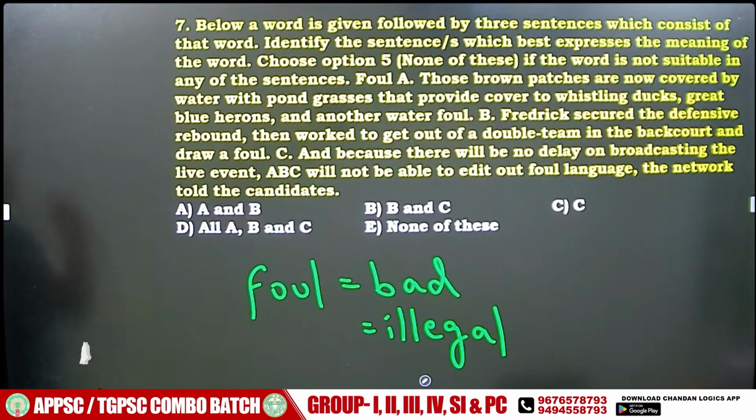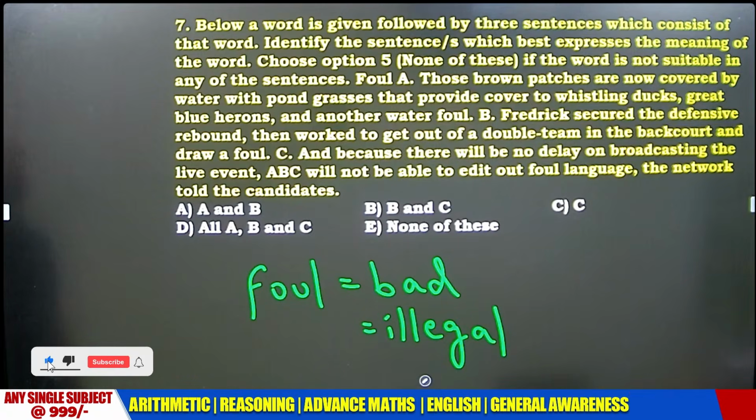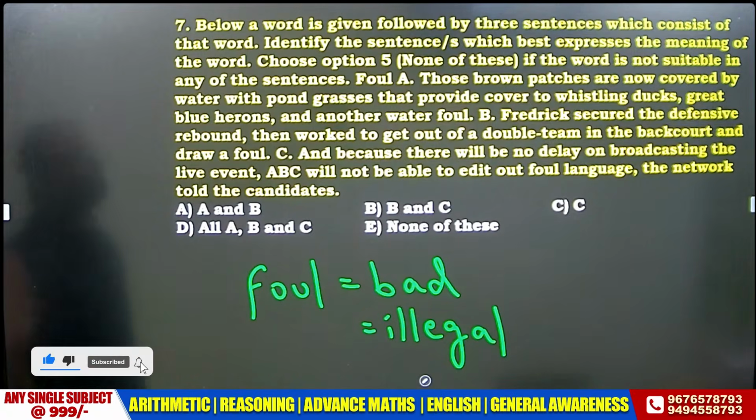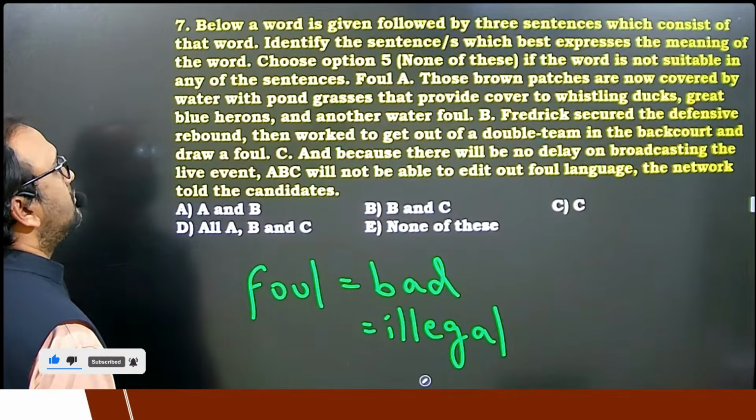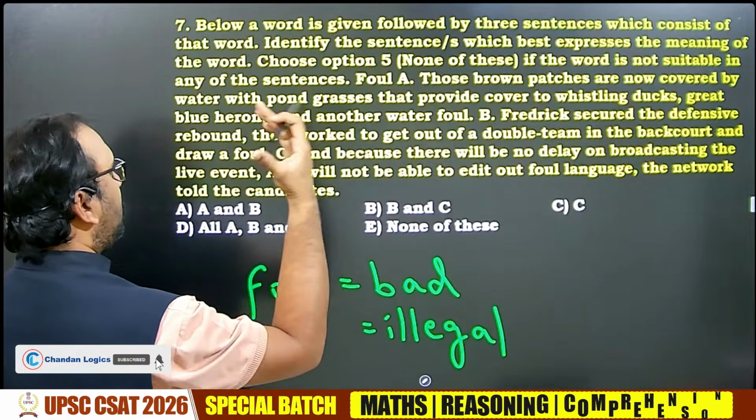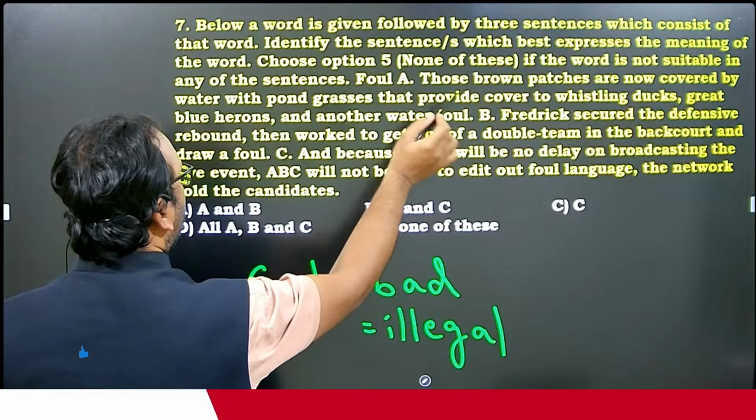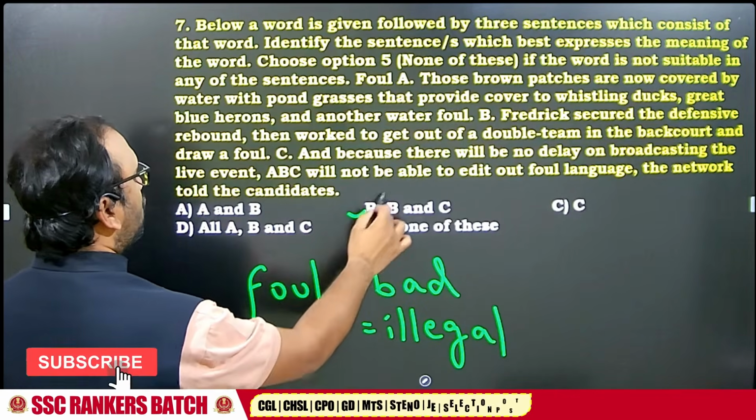If you read the A sentence, those brown patches are covered by water with pond growth that provide cover to whistling ducks, great blue herons, and other waterfowl. Here, waterfowl has no proper meaning at all. Maybe you can say waterfall, but not waterfowl. B and C both are correct.